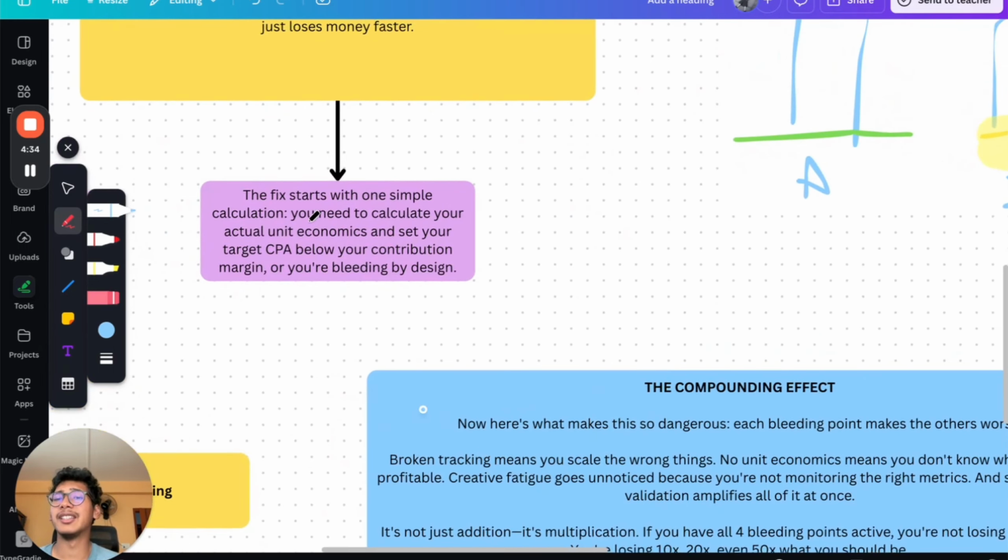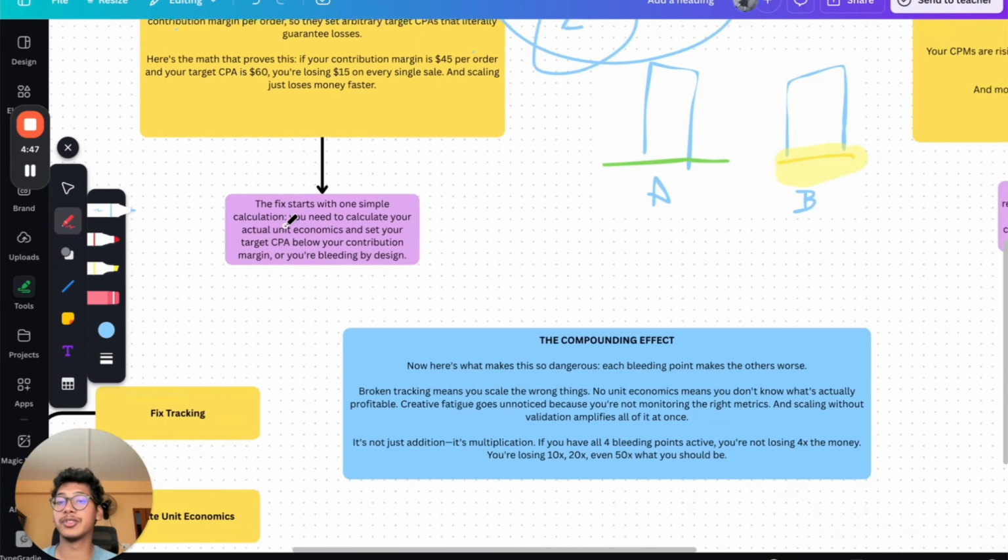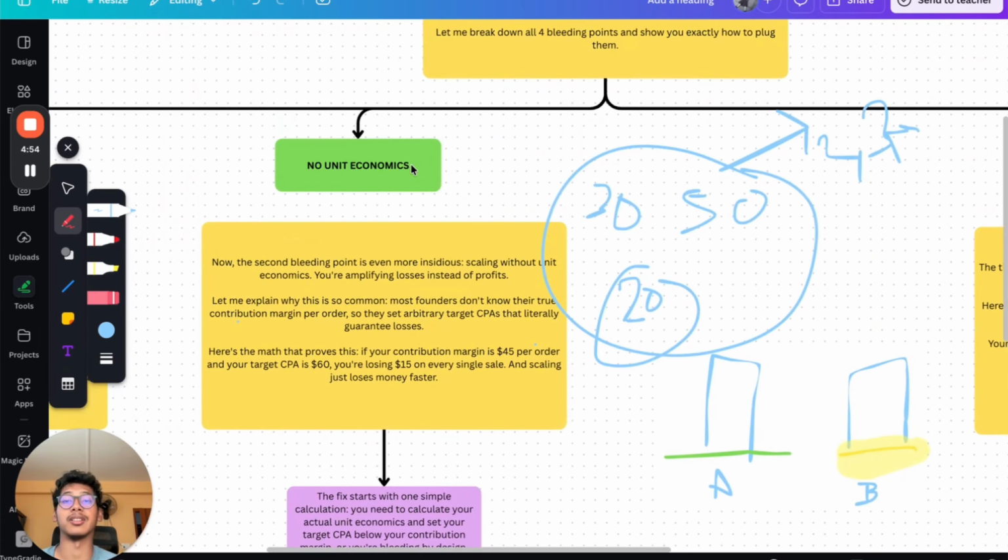So basically, the simple fix is you need to calculate actual unit economics and set your target CPAs below your contribution margin, or you're basically bleeding by design. I will make a whole different video on this to help you understand how to calculate unit economics, because without understanding this, you are not going to get profitable at Meta ads.